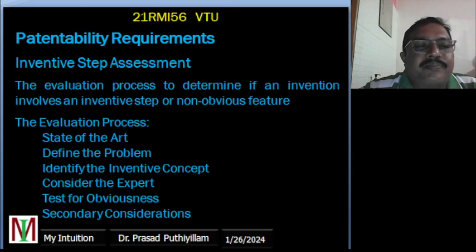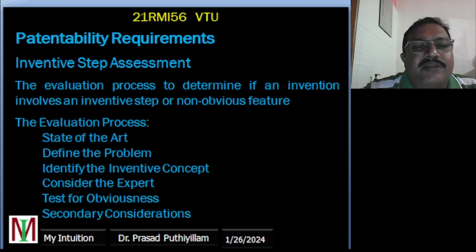Consider the expert: think about a person skilled in the field. Would this come under the existing knowledge, or was there any other obvious way or not? That is the part to consider with an expert. The expert should be known to you, and he should not go and patent it.